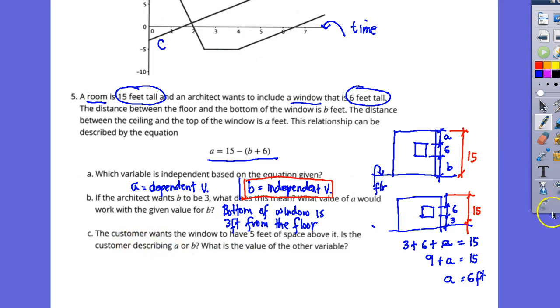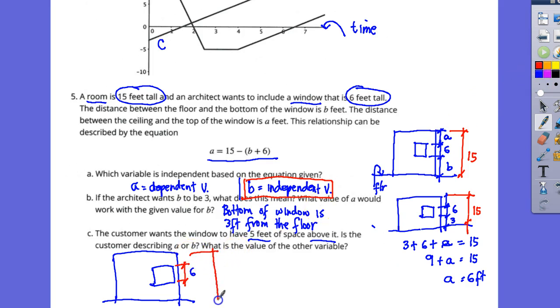Okay, letter C. Now they're changing it. They want the window to have 5 feet of space above it. Let me sketch it again. This is the floor. This is the window, and remember, the window is 6 feet tall. The overall height is 15, since the room is 15 feet tall. They want the space from the top of the window to the ceiling to be 5 feet. Is the customer describing A or B? The distance from the top of the window to the ceiling is A.